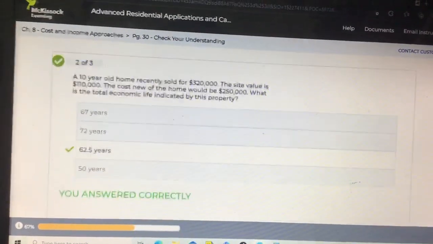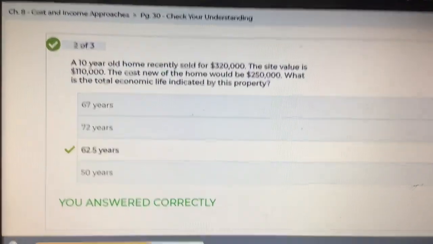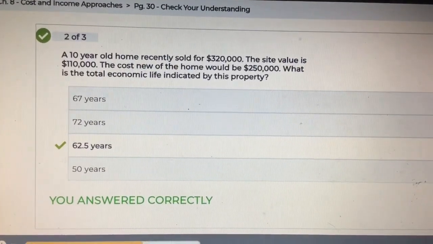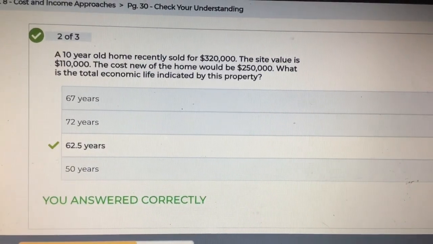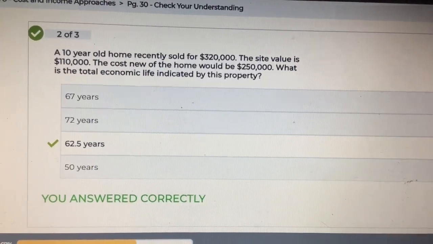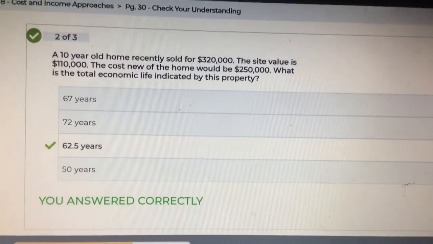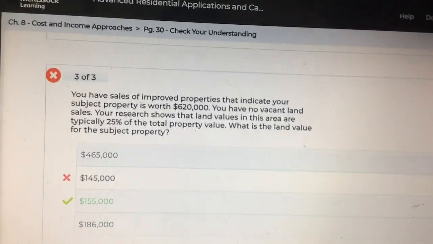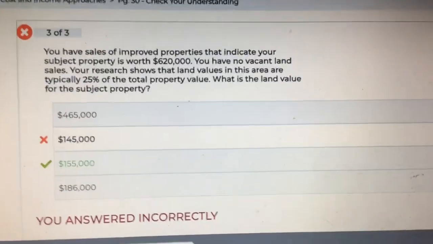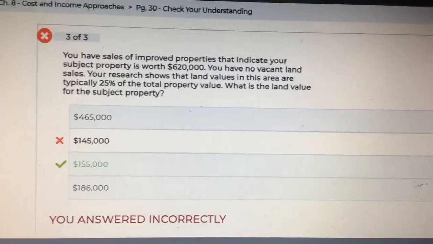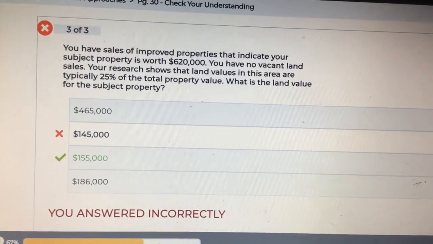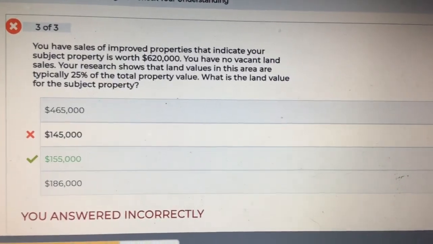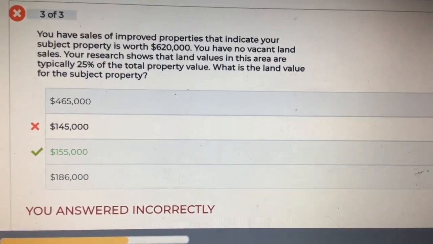Next was number 2. A 10-year-old home recently sold for $320,000. The site value is $110,000. The cost new of the home would be $250,000. What is the total economic life indicated by this property? You said 62.5 years. That was correct. Now, coming back to number 3. We already knew the answer was $155,000, but I want to see the formula they want us to use. We did it the last-ditch-resort way, but we got it right.